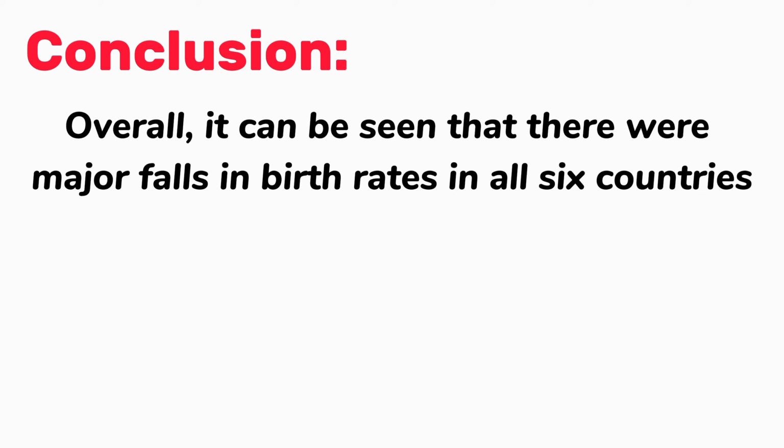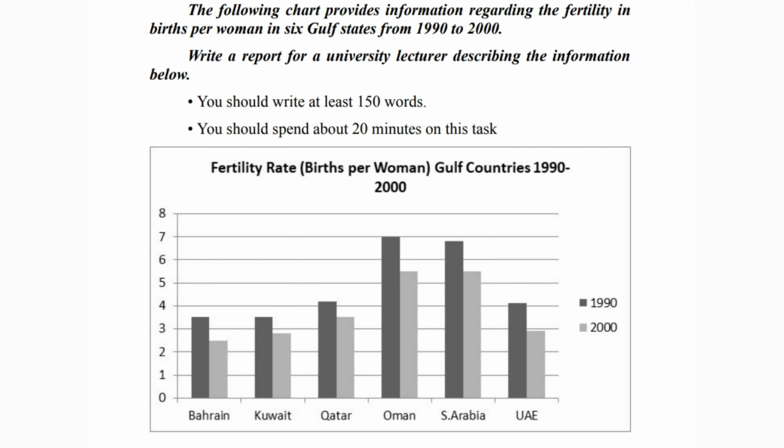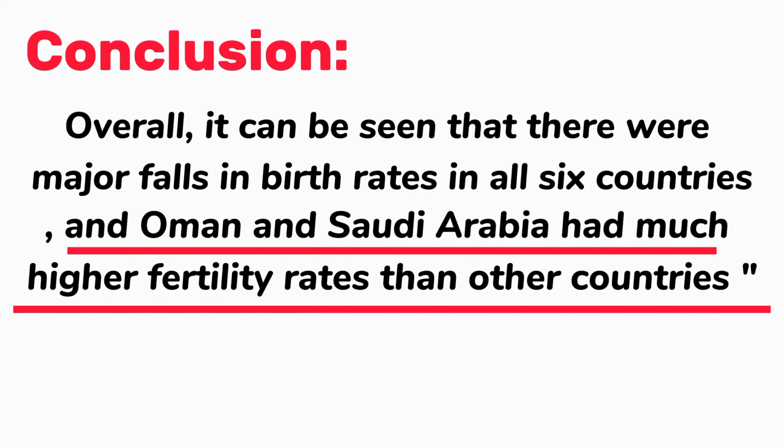But we shouldn't be writing only 1 point. At least 2 points should be included if the chart contains a lot of data. So what can we conclude as the other point? Let's again have a look. Here we can see Oman and Saudi Arabia have the highest fertility rates. Or you can say Bahrain and Kuwait have the lowest fertility rates. So we can mention either one of these two. I would mention Oman and Saudi Arabia, but it doesn't matter what you mention. So I'll be mentioning: Oman and Saudi Arabia had much higher fertility rates than other countries.